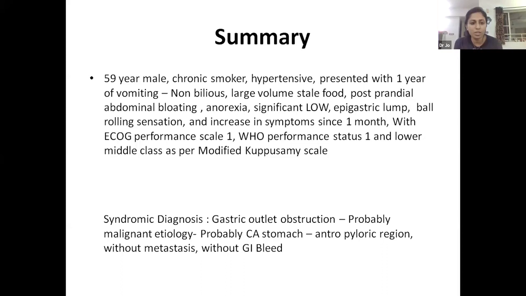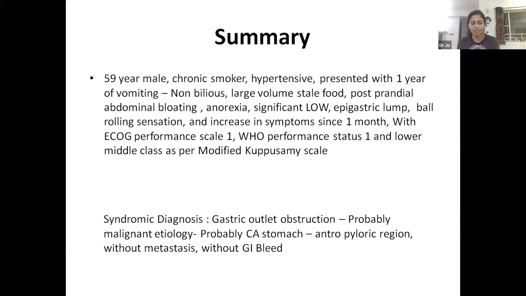A 59-year-old male who is a chronic smoker with 30 pack years, hypertensive, presented with 1 year of vomiting, which is non-bilious, large volume, stale food, postprandial abdominal bloating, anorexia and significant weight loss, with an epigastric lump which has increased in size, ball rolling sensation, increase in symptoms since 1 month, with ECOG performance scale of 1 and WHO performance status of 1, and lower middle class as per modified Kuppuswamy scale. So your diagnosis from the history?